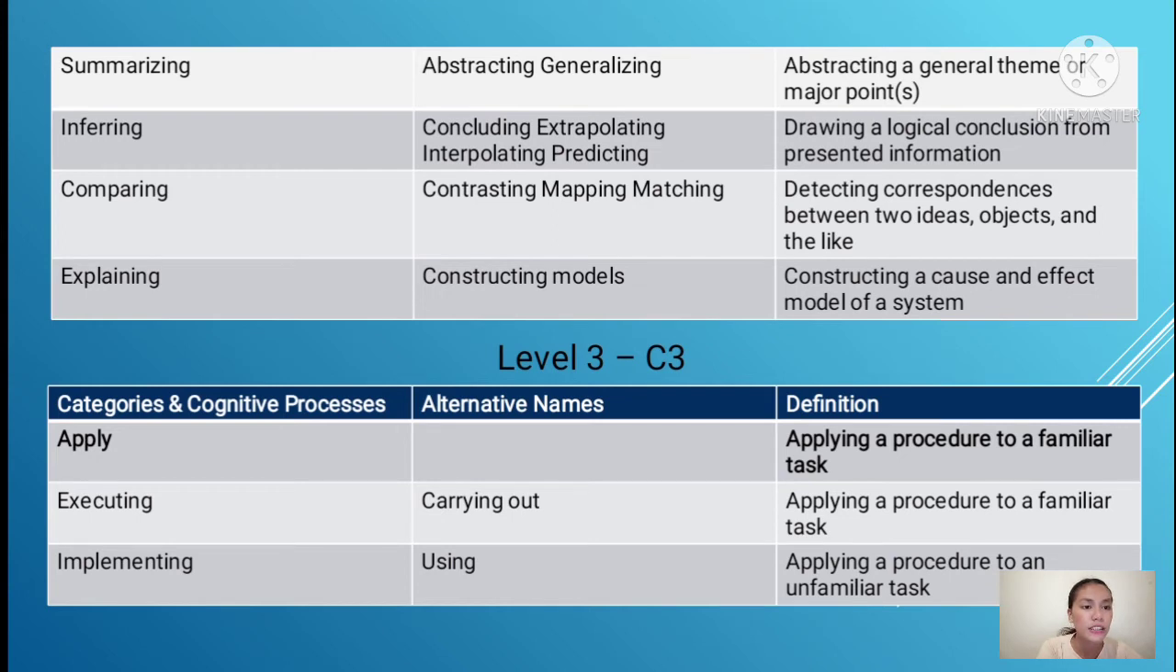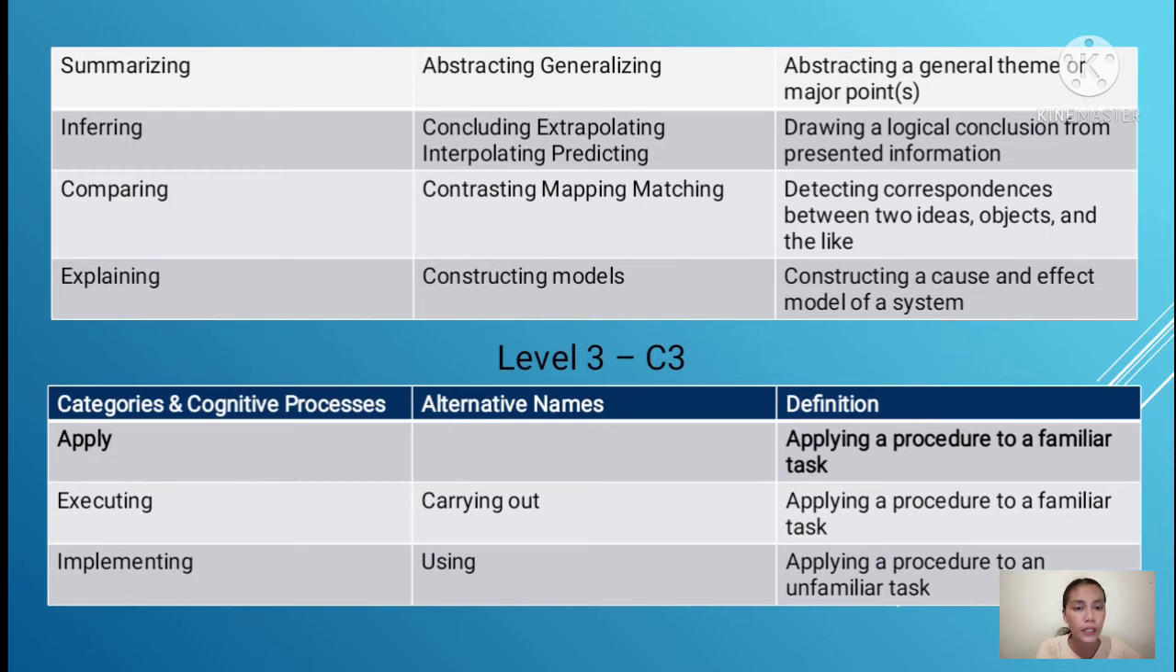Its definition is abstracting a general theme or major points. Next is inferring. Its alternative names are concluding, extrapolating, interpolating, predicting, and its definition is drawing a logical conclusion from presented information.